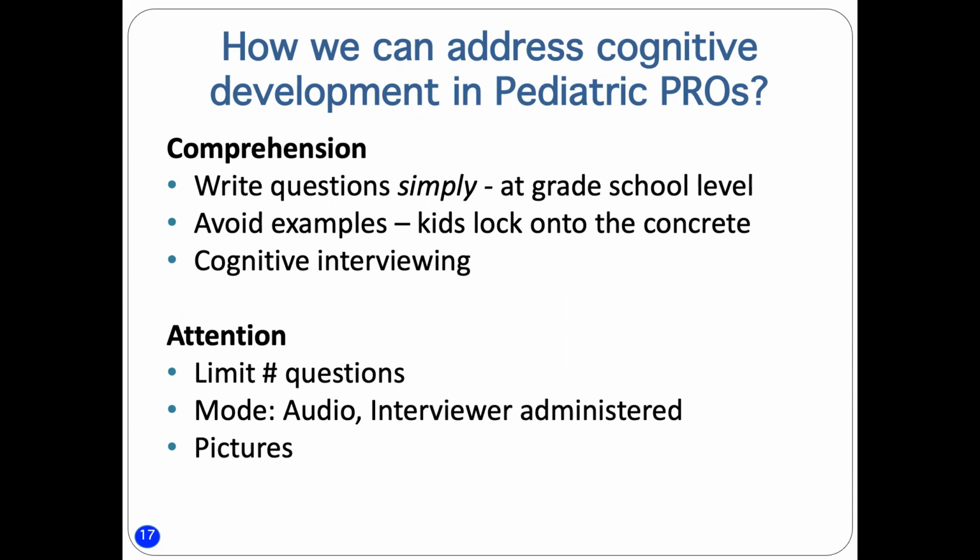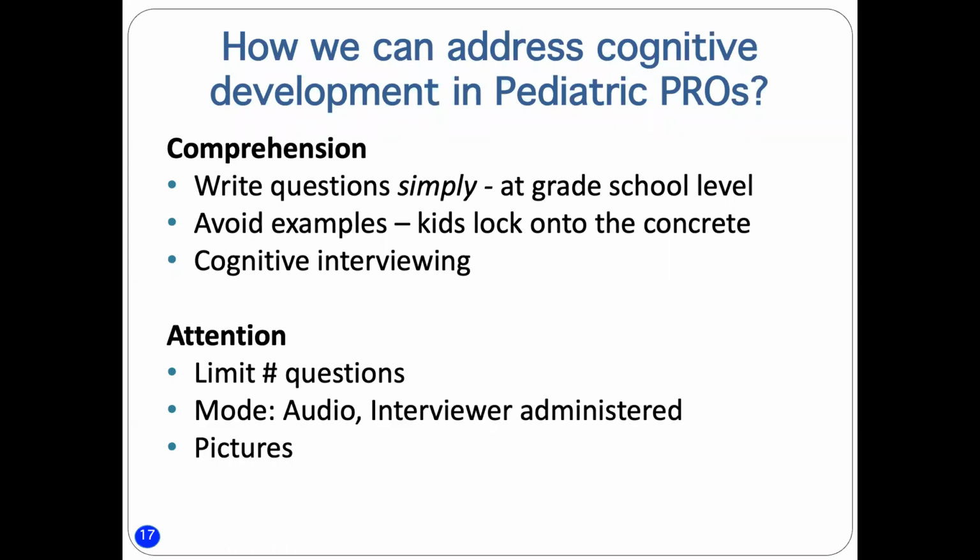One of those is to write questions simply. Make sure you don't use more than 10 words. And this goes, by the way, for adults as well, including both your item stem as well as the item itself. Avoid examples. Don't put anything in parentheses. Kids get very concrete. Like, think about that, those 4 fingers, right?